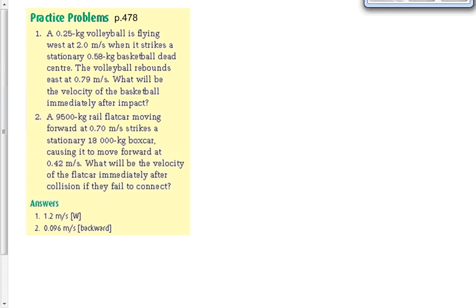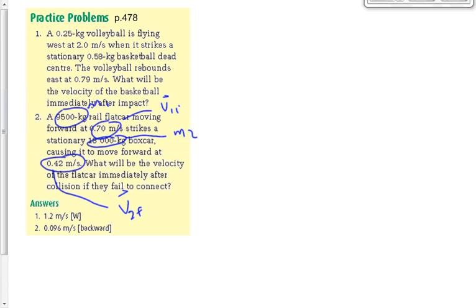Let's call this M1. Let's call this one V1 initial. Let's call this M2. Let's call this V1 or V2? Yep. This is going to be V2, and it's going to be V2F, specifically because it's object number 2 after the collision takes place. We're looking for V1F, the velocity of the flat car immediately after.